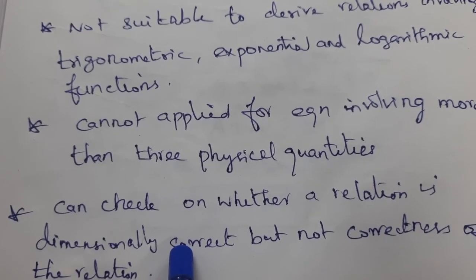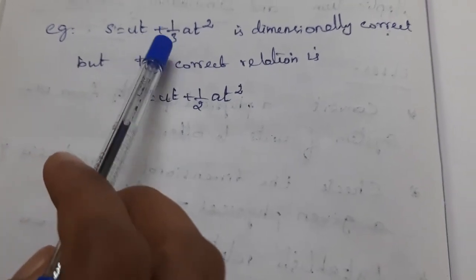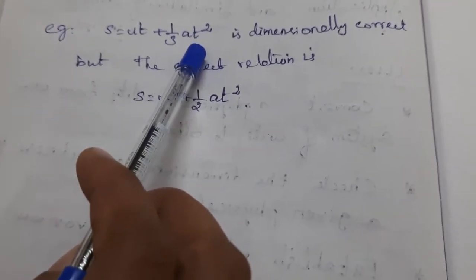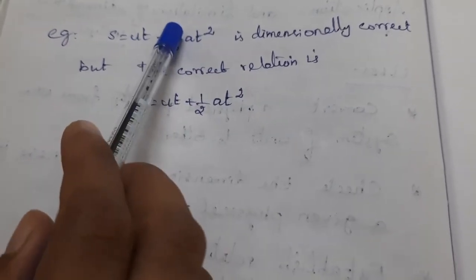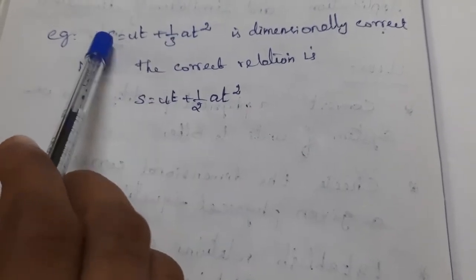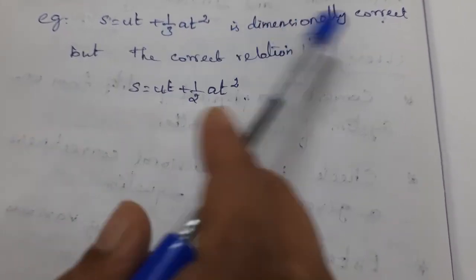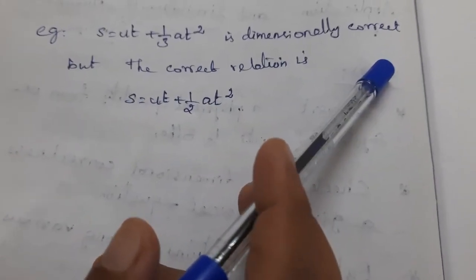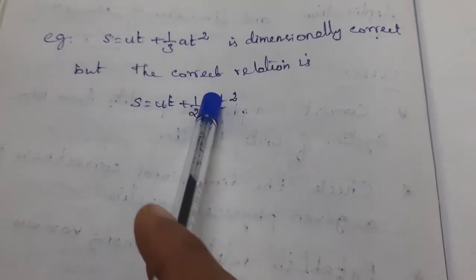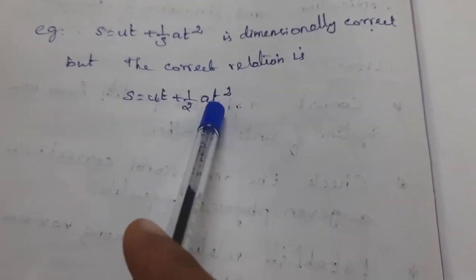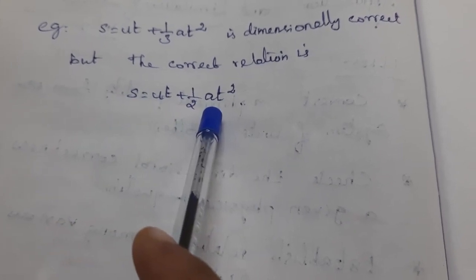For example, s is equal to ut plus 1 by 3 at square. Using dimensional analysis, 1 by 3 has no dimension, so the dimension of all the terms will be the same. So this equation is dimensionally correct. But we know the correct relation is s equal to ut plus half at square. So it can only check whether the physical relation is dimensionally correct, but not the correctness of the relation.